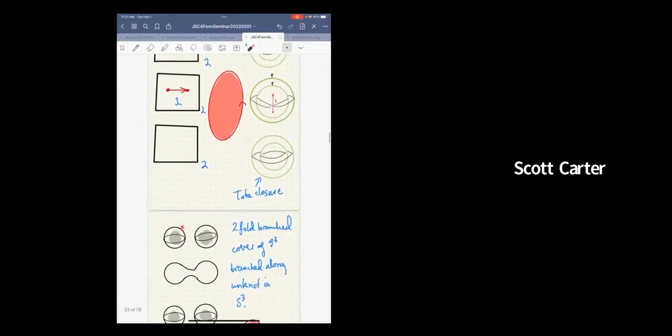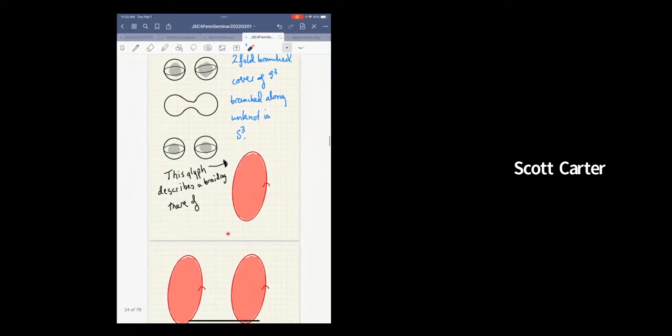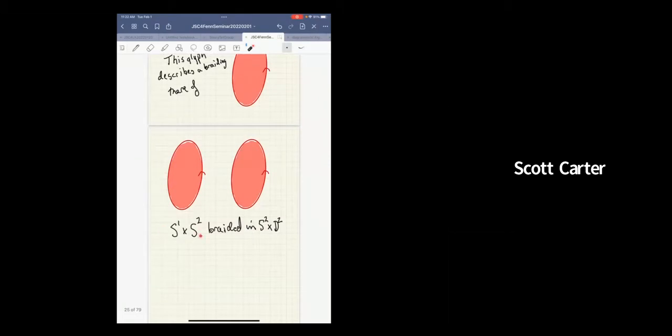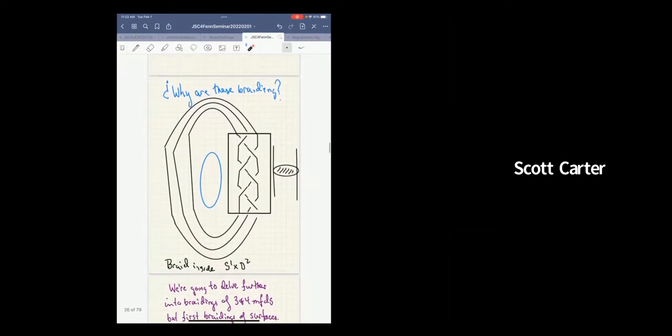And once again, you have these two concentric spheres, each bounds a ball, then a 1 handle is attached, and then a 2 handle is attached, and then each of these spheres bounds a ball. And so this is the twofold branch cover of S3, branched along an unknot in S3. And this glyph describes the braiding thereof. We'll go one more step, and we can get the twofold branch cover of S1 cross S2 braided in S2 cross D2. And so why am I calling these braidings?